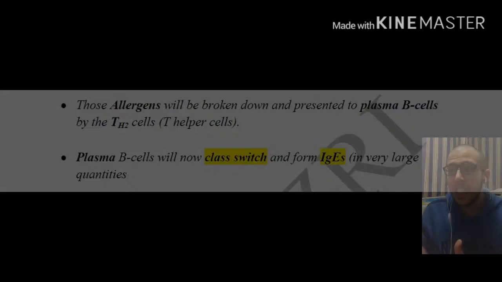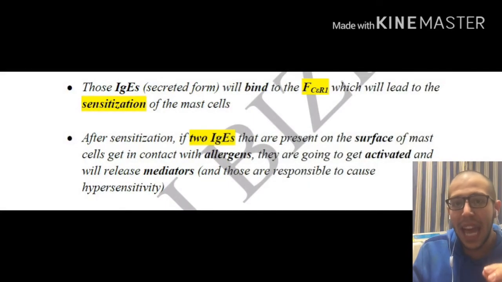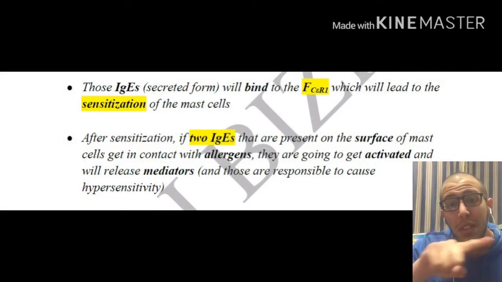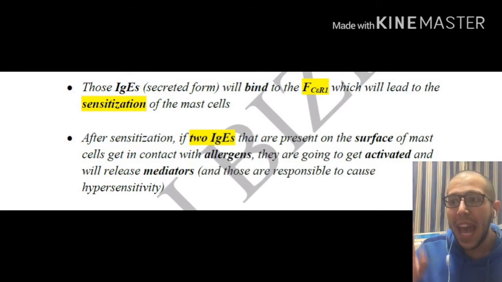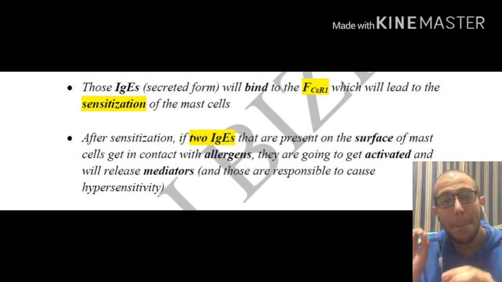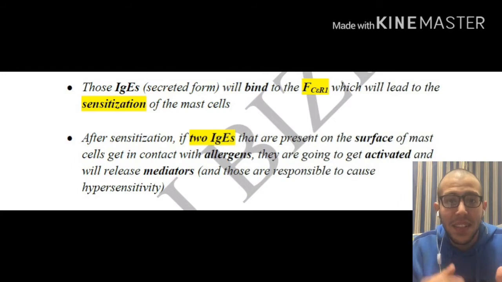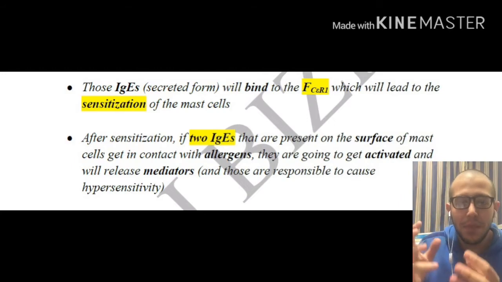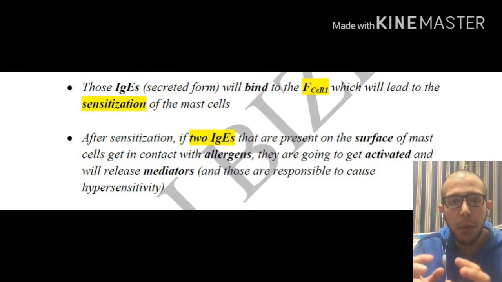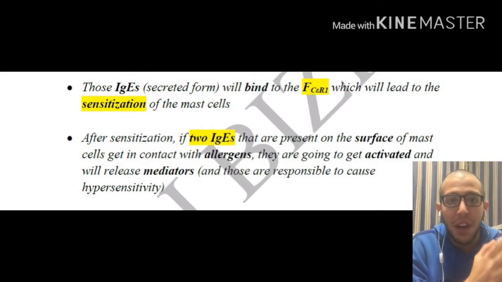Now these IgEs are going to be binding. Now this is the catch. These IgEs are going to be binding to the Fc epsilon receptor 1 that is present on the mast cells. When this happens, these mast cells are going to be sensitized. We mean by that these mast cells are now able to get triggered by the action of allergens.